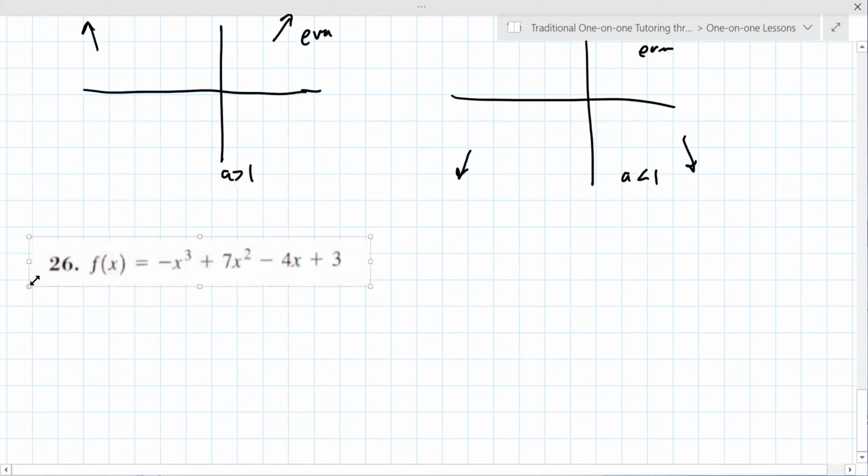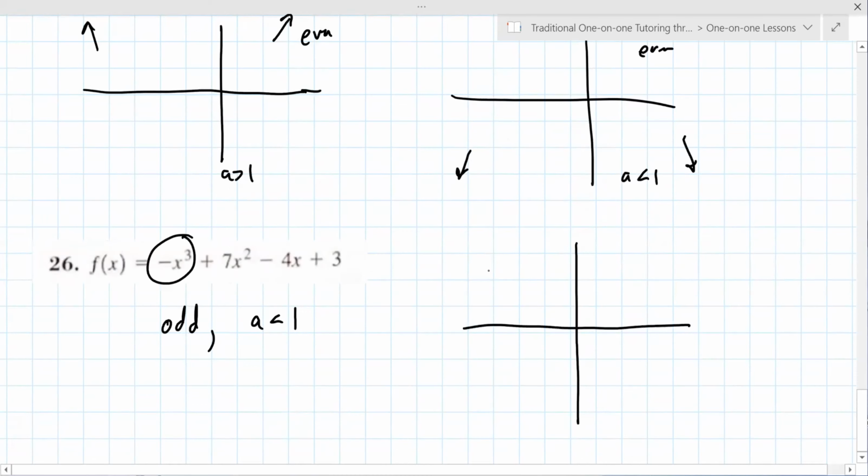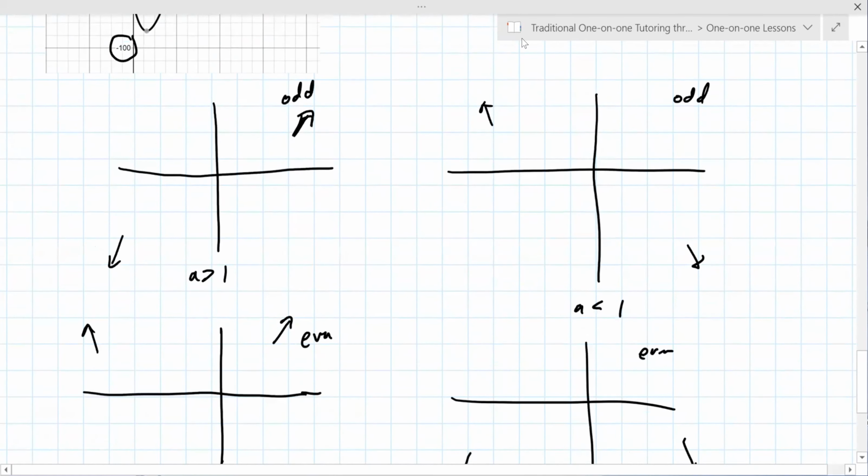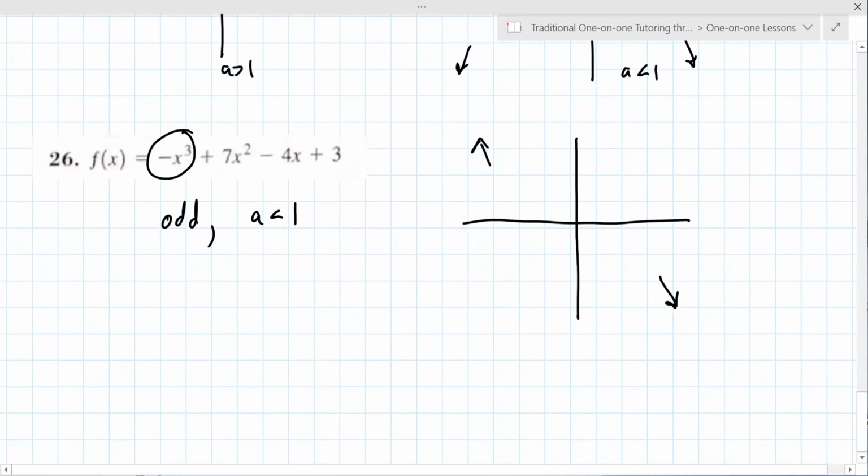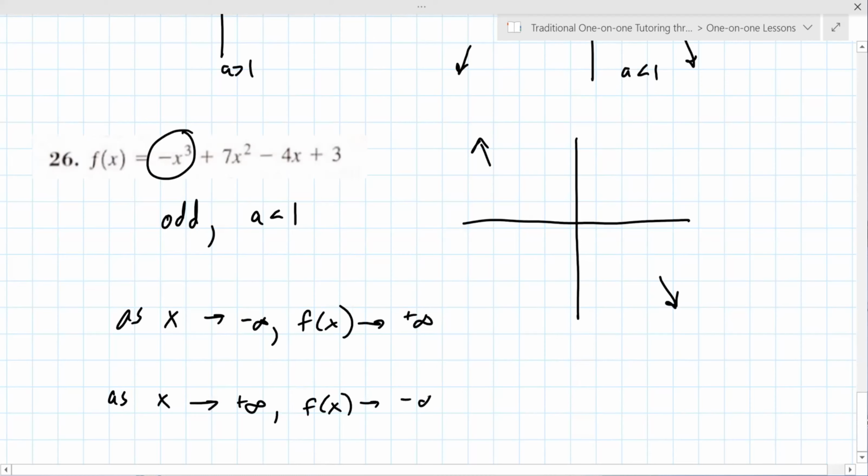So now this one here is odd and A is negative. So it's going to be the graph that looks like this. So that's this one over here, top right. So then you know, okay, as x goes to negative infinity, f of x goes to, and that's over here, positive infinity. As x goes to positive infinity, f of x goes to negative infinity. That's this one here. So that has to be very clear to you, however that can be made clear.